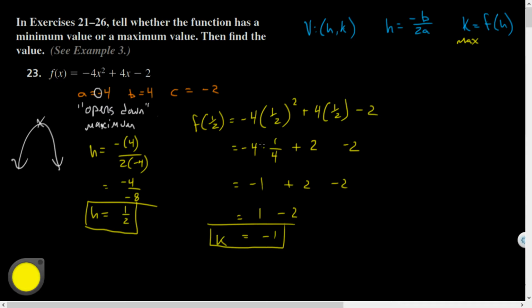You can cross cancel. That's what I like to do, the cross cancel trick.